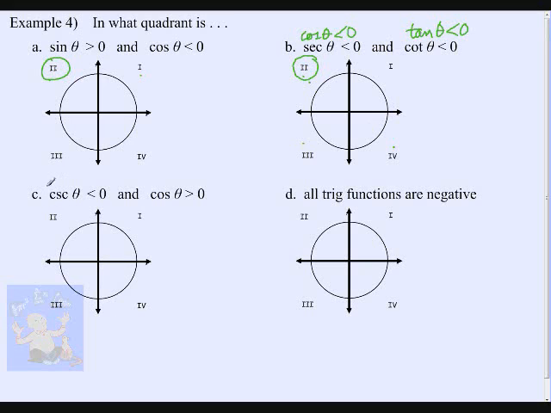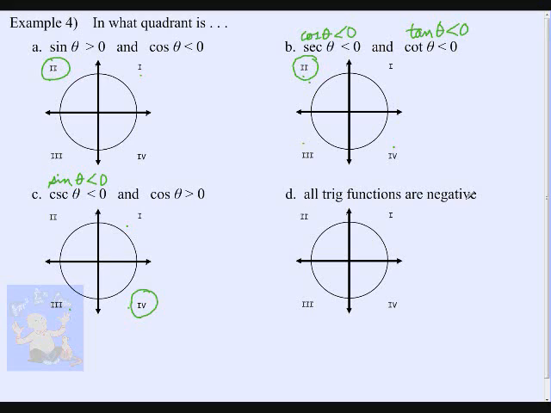Okay. Cosecant, which its reciprocal is sine theta. So where is sine theta negative? All positive here, and sine, of course, and cosecant are positive here. So we're talking about negatives. It's either here or here. Cosine theta is positive. Cosine is positive here and here. So we're talking about quadrant 4.